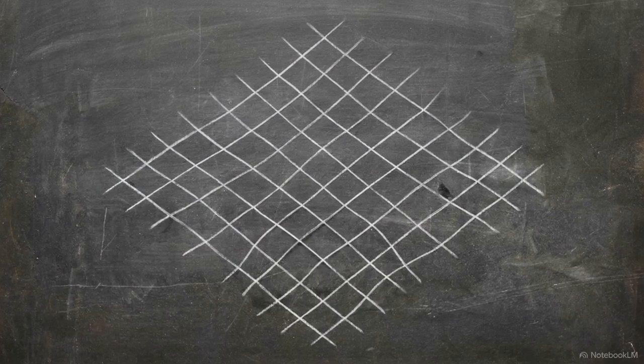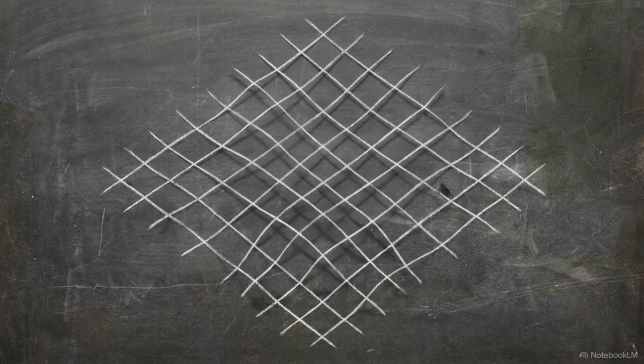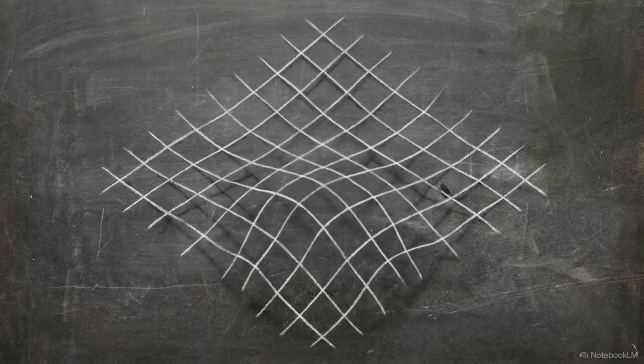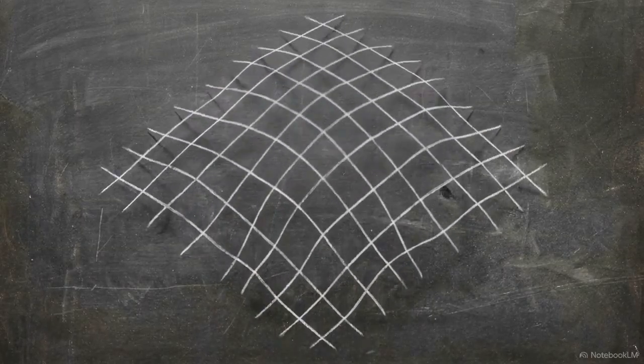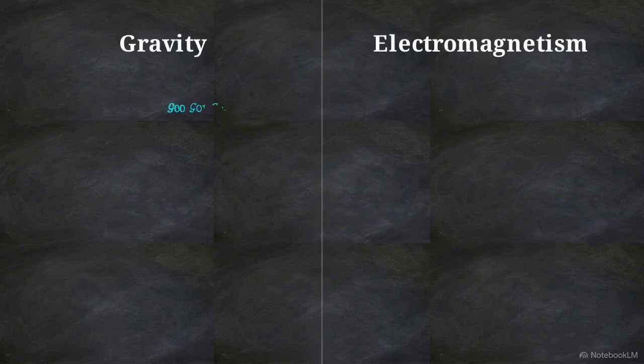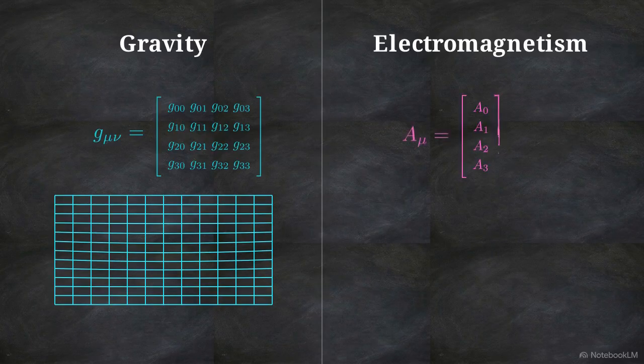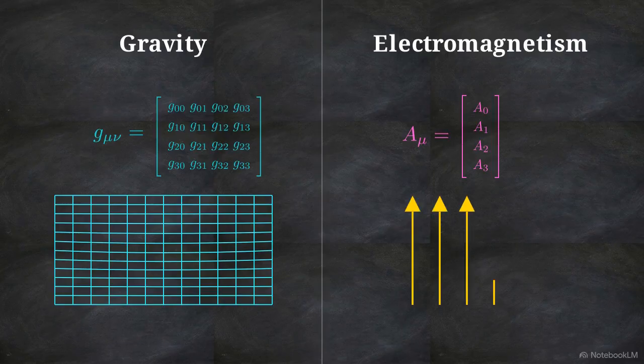Classical physics at the start of the 20th century was defined by a massive structural divide. General relativity models reality as space-time geometry itself, while electromagnetism models it as a field that moves through that geometry. These two theories use different mathematical languages. Gravity relies on the metric tensor, g mu nu, a 4x4 matrix describing the shape of space. Electromagnetism relies on the four-potential vector, a mu, describing the direction of a field.